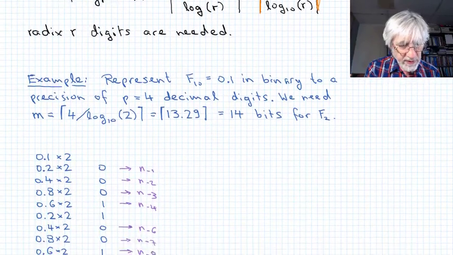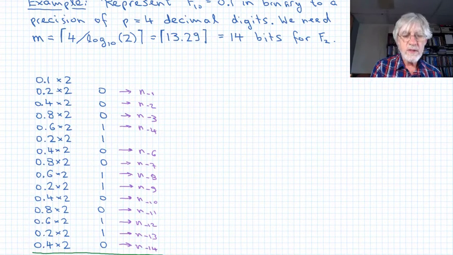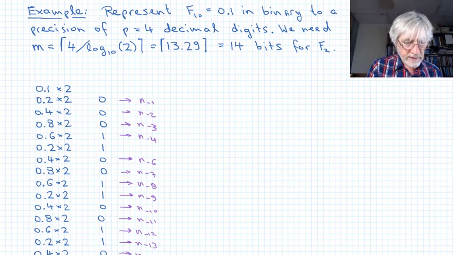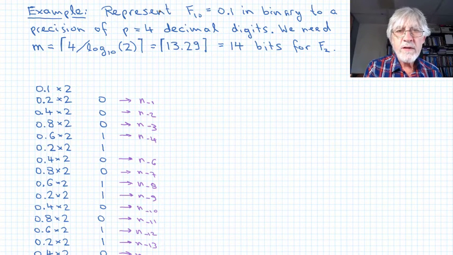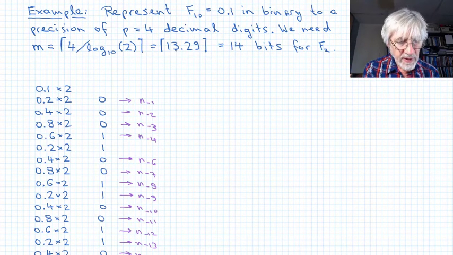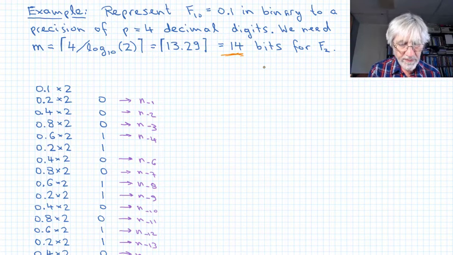Okay, so let's take a look at an example. And in fact, we're going to take a look at this initially just as a live derivation. So we want to represent f10 equal to 0.1, so decimal 0.1 in binary to a precision of p equal to 4 decimal digits. We find that we need m equal to 4 over logarithm to the base 10 of 2. So that turns out to be 13.29, and then we take the next highest integer, so that gives us 14 bits for this binary representation of 0.1.